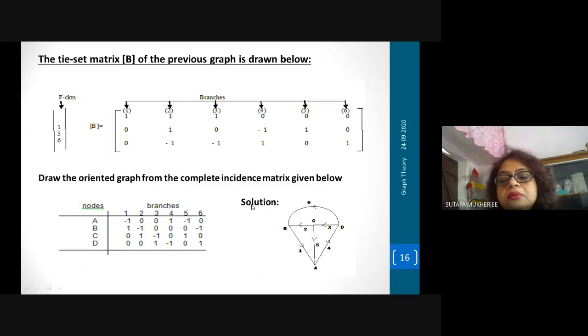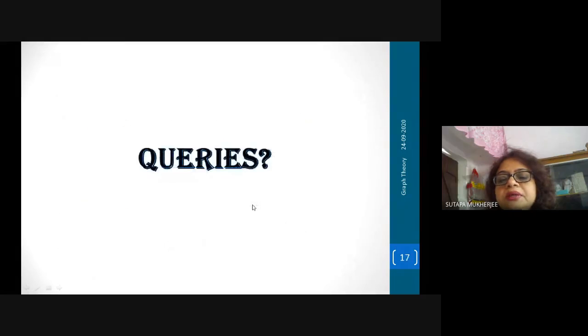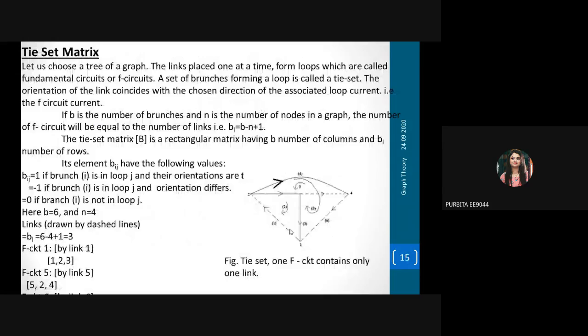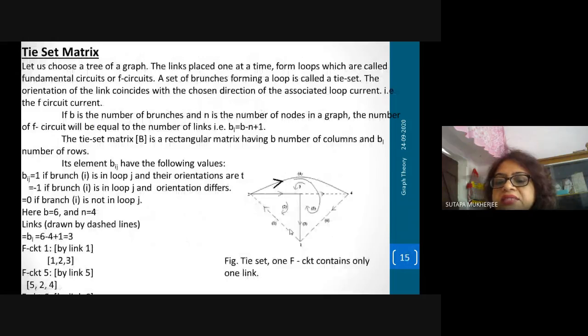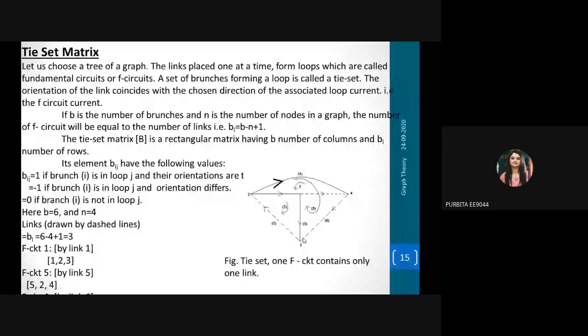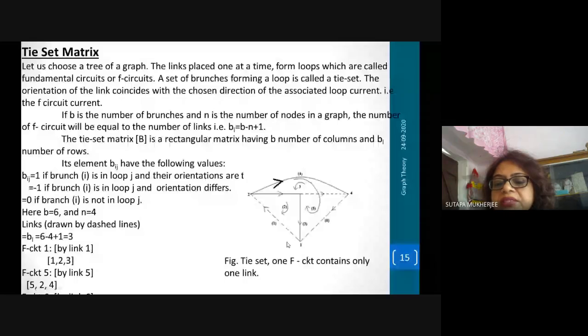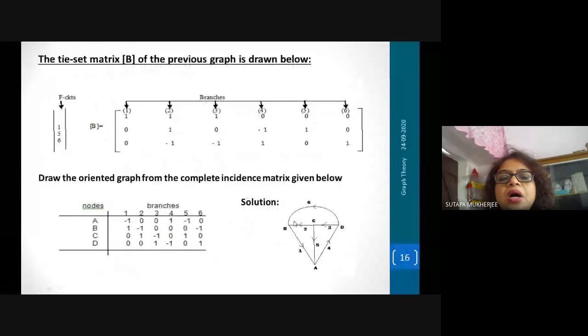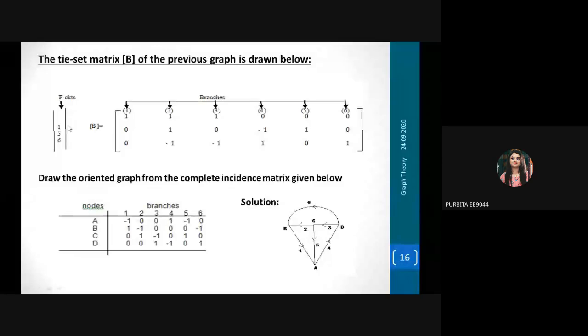This is a loop, a link, right? This link has created this loop. Yes, ma'am. How many branches are here? 3 branches. 1, 2 and 3. 1, 1, 1 for link 1. Yes, ma'am. Now come to link 5.